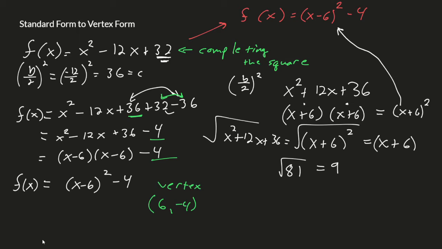Lastly, we're going to go ahead and run through another example, more quickly this time, where we're going to look at all the different components. How do I go from factored to standard? How do I go from vertex to standard and standard back to vertex? And then with all of that information, we're going to go ahead and graph a function.